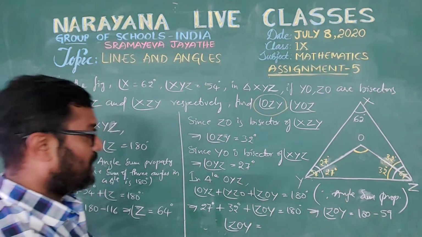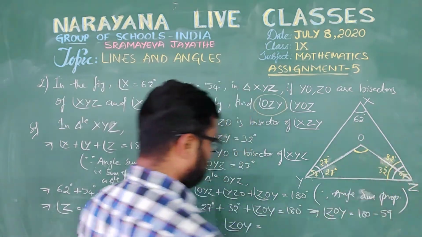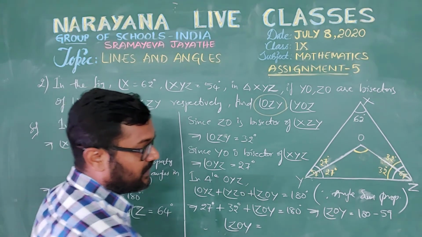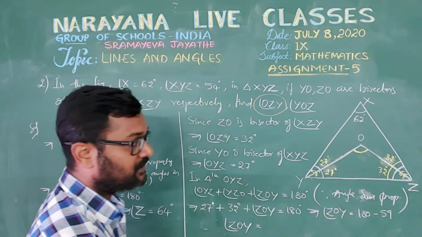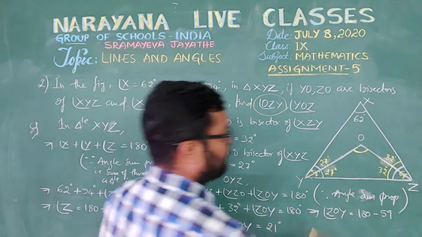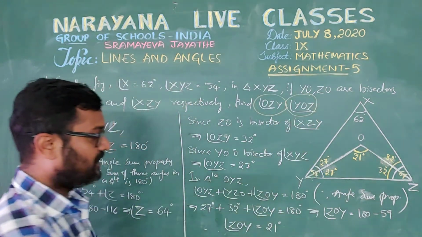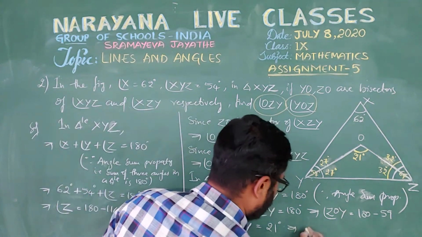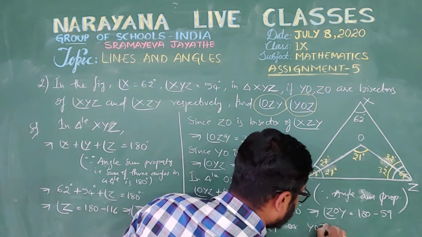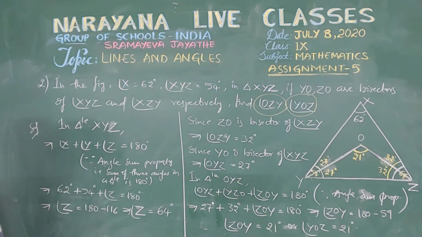ZOY or YOZ? ZOY or YOZ are the same angles only. So angle ZOY is equal to 180 minus 59, how much? 21. That is 21 degrees, isn't it? So we found this also, that is angle YOZ. Or we can say like this also, angle YOZ is equal to 21 degrees. So like this we can find the angles in this question.